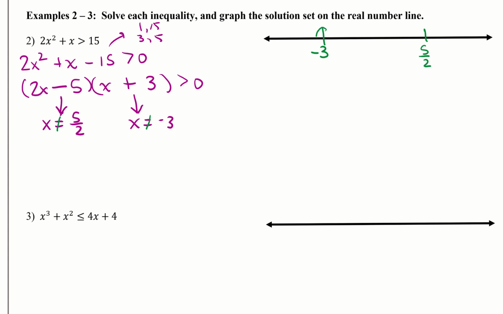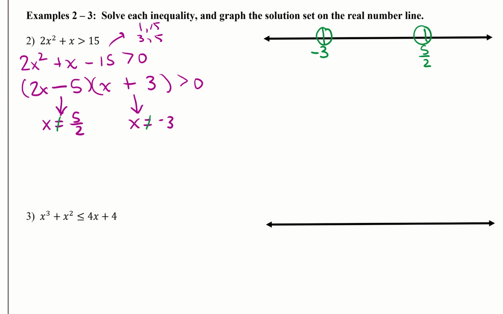I'm not actually allowed to equal those points because I don't have an "or equal to" sign here. But these are places where I may have signs change from positive to negative. Remember the IVT, where we said that for a continuous function, we can only change from a positive to a negative by going through a 0. So these are where the zeros occur and where we might be changing signs.